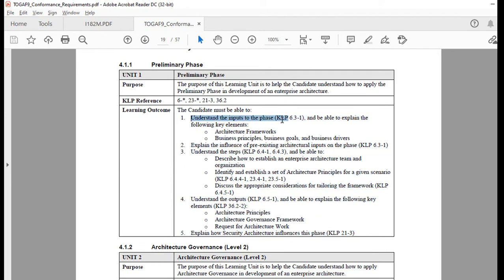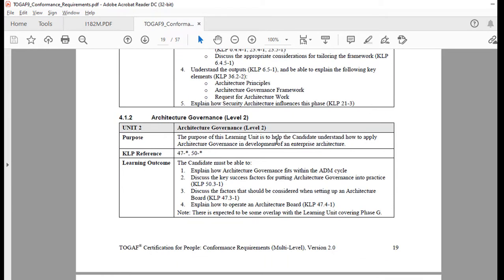So we will be understanding the inputs to the phase. We'll be talking about the architecture framework, business principles, goals, the influence of the pre-existing architecture, and then we will be establishing an enterprise architecture team and the outputs, followed by the security influence of the phases. Now, while we will be talking about the preliminary phase, which is unit 1, we will also be talking about architecture governance. We will be touching that.